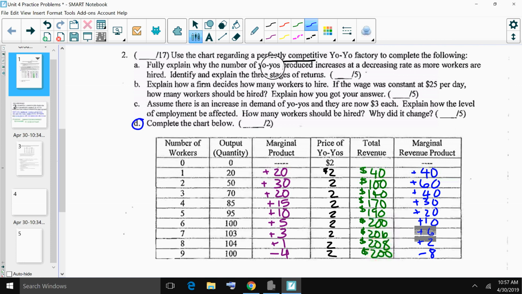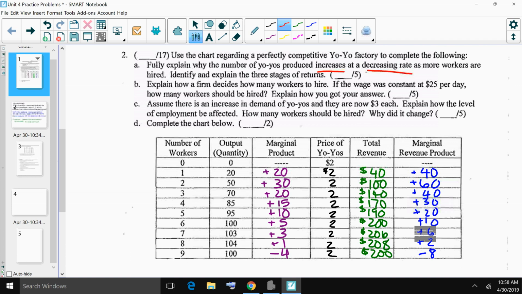All right. Now let's go back and answer some of these questions because it should be very obvious now what we should do. All right. So A, explain the number of yo-yos produced increases at a decreasing rate. It increases at a decreasing rate as more workers are hired. Well, think back to our push-up machine. As I hired more and more people to do push-ups, I was getting fewer and fewer push-ups in the same time. And the reason is the law of diminishing marginal returns. It's called the law of diminishing marginal returns.